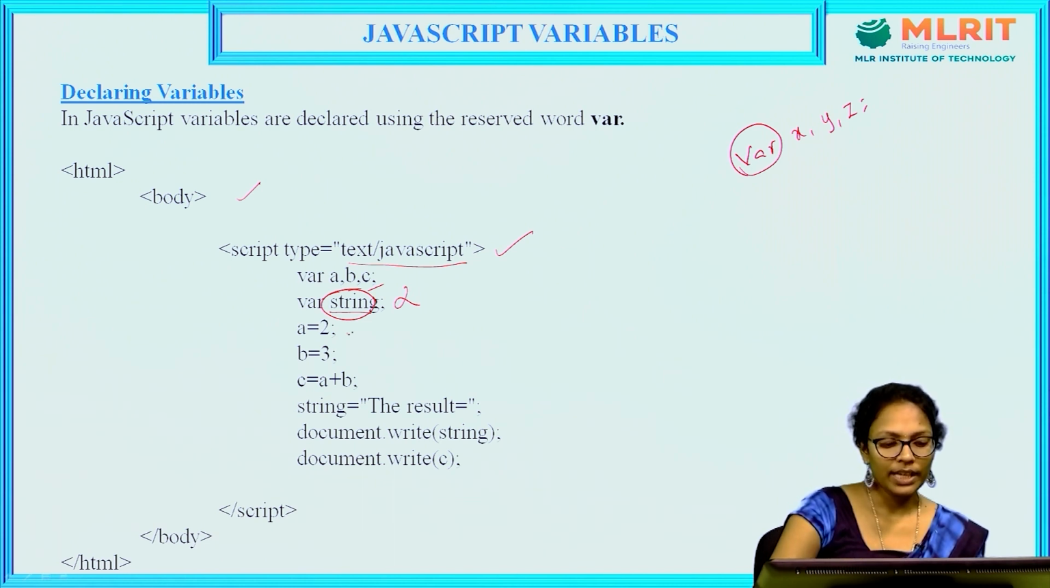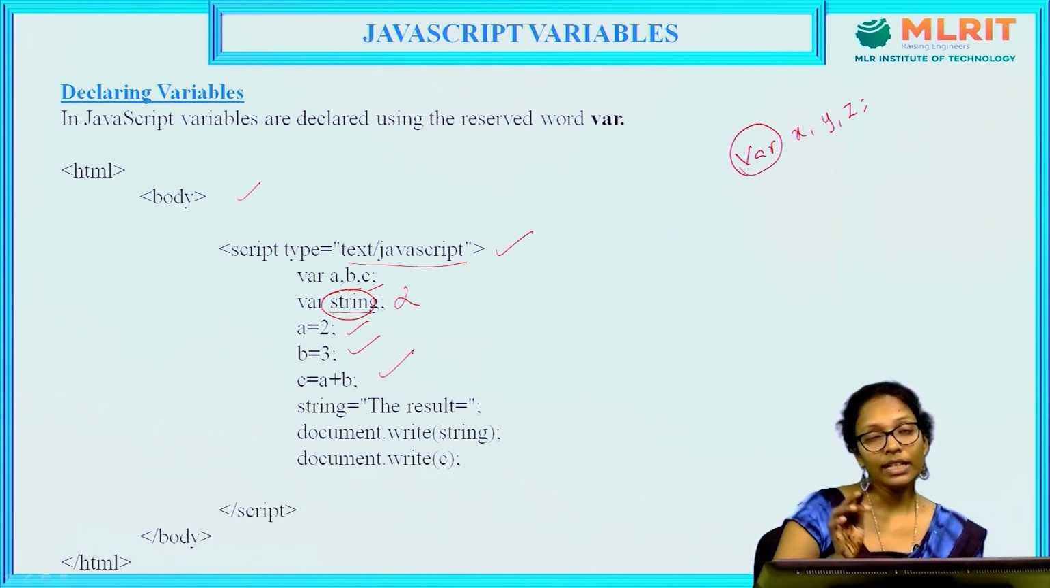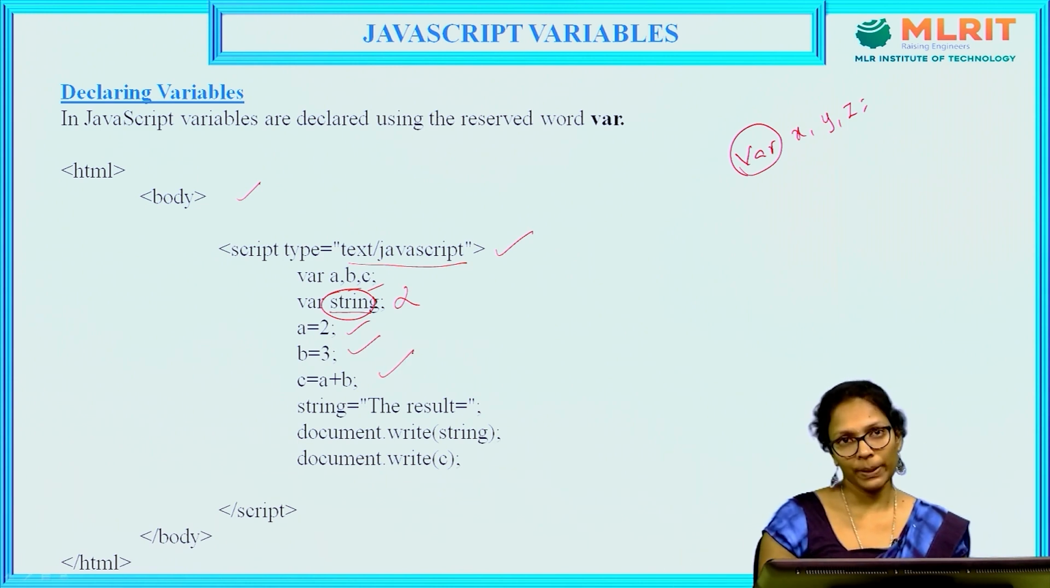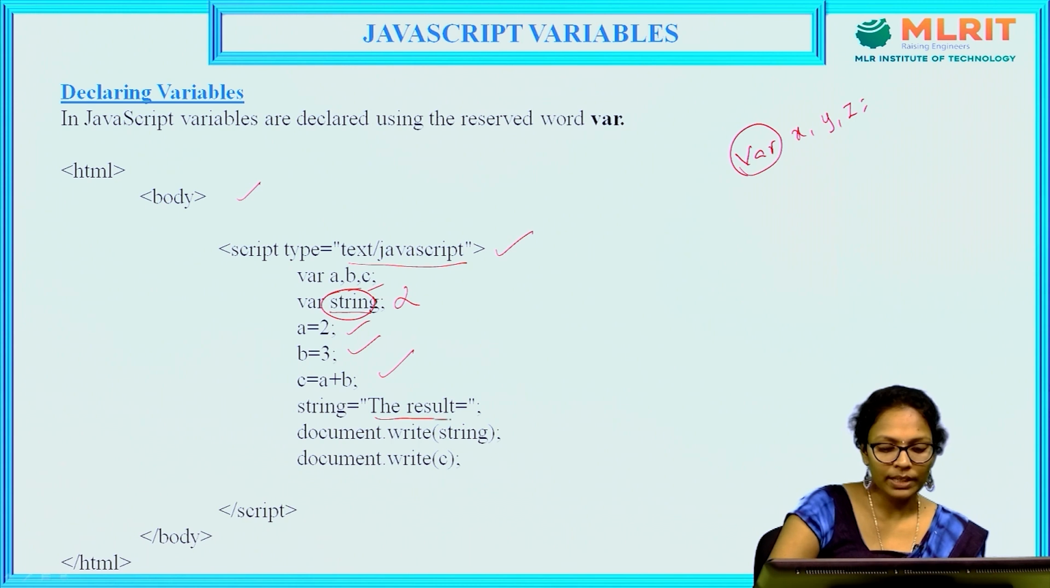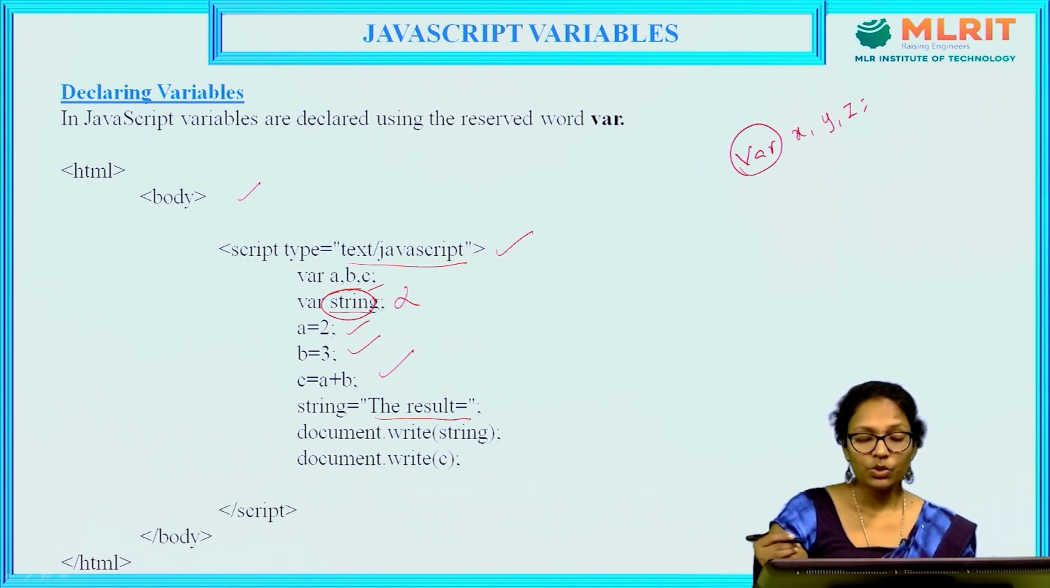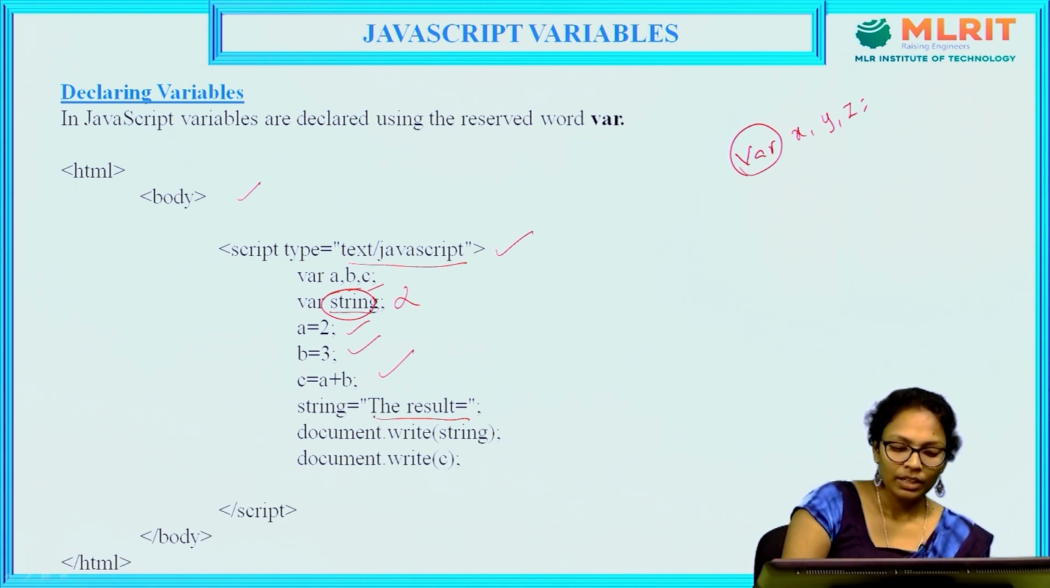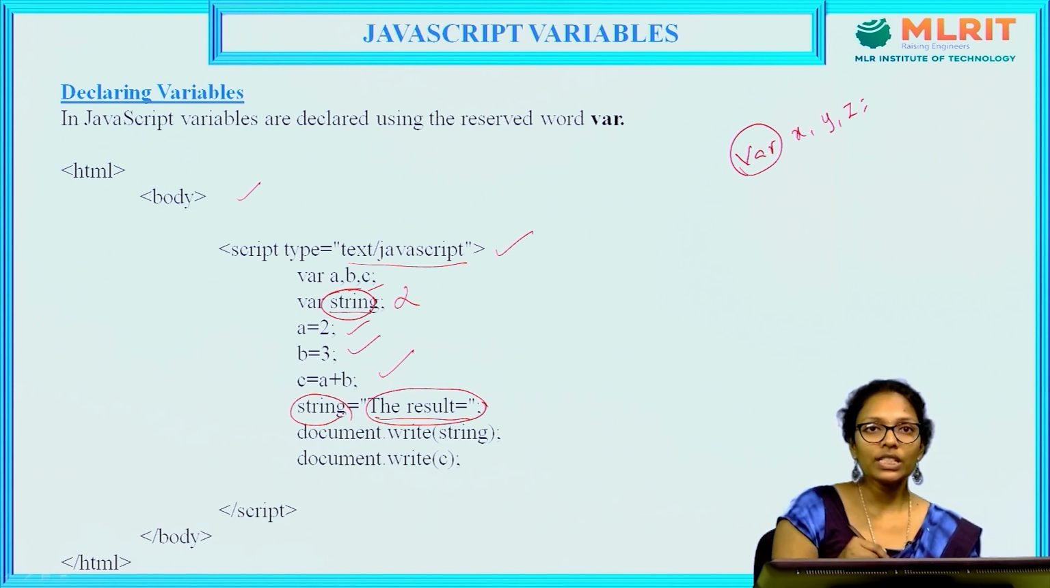I am assigning a value of 2 to a and 3 to b, and I am calculating the c value as a plus b. For the string variable, I am assigning a statement: "The result is". Now I want to get the output of c. Before printing the c value, what am I writing? "The result is equal to". But this message is already stored in a variable, string. So firstly print that value.